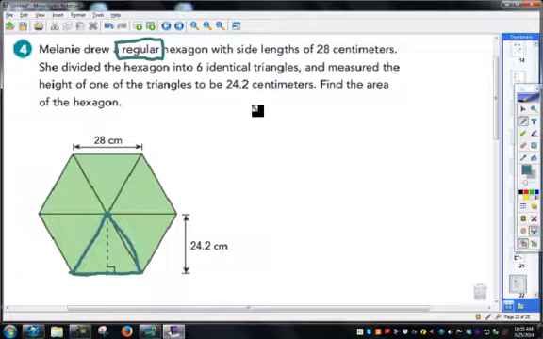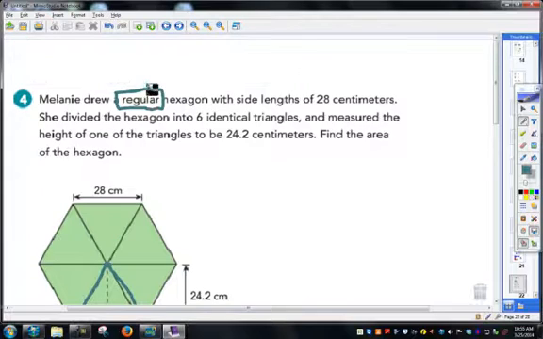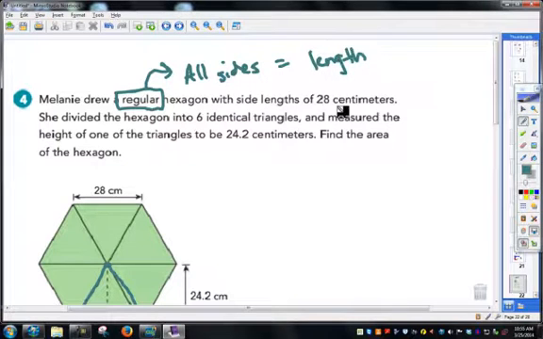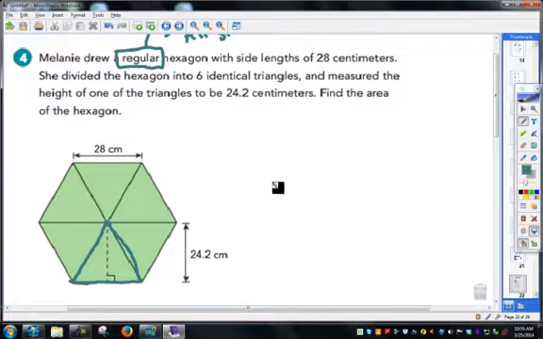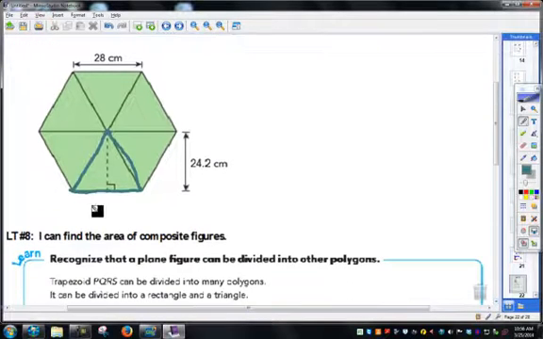A regular polygon of any kind means all sides are the same. Let's write that. Regular means all sides equal length. Okay? All the sides are equal length. That's what a regular whatever, whether it's a regular hexagon, octagon, decagon, doesn't matter. Okay? So we know that all of these sides are 28, right? 28, 28, 28. We know that this is 28 also.